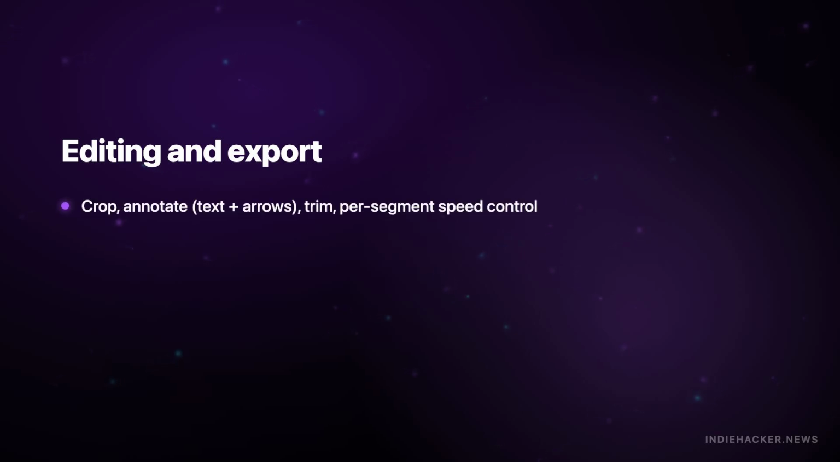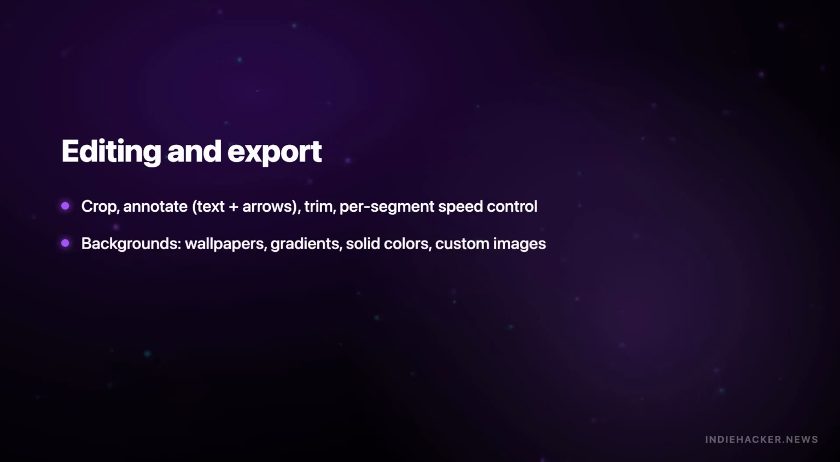The editing and export side is where it starts feeling like a proper commercial product. You can crop your recordings to hide parts of the screen, add text and arrow annotations, trim sections out of the middle, and control the playback speed of individual segments using a dedicated speed track on the timeline. The background system gives you wallpapers, solid colors, gradients, or a custom image. Plus there's motion blur that smooths out the pan and zoom transitions so they don't look janky.